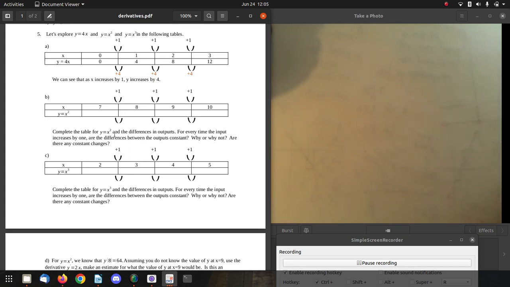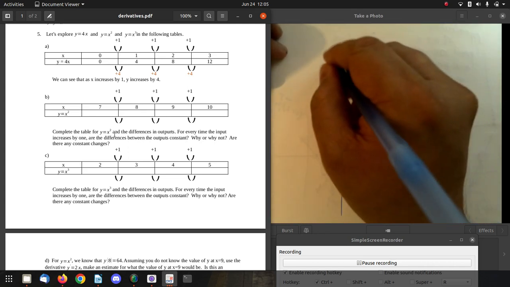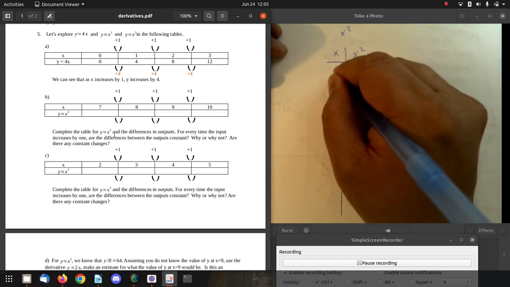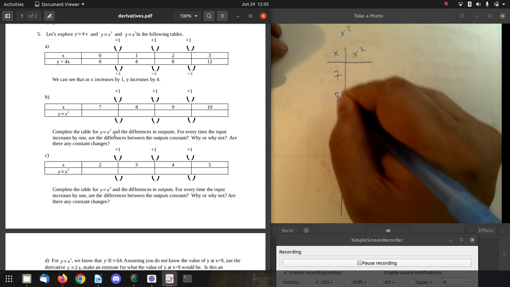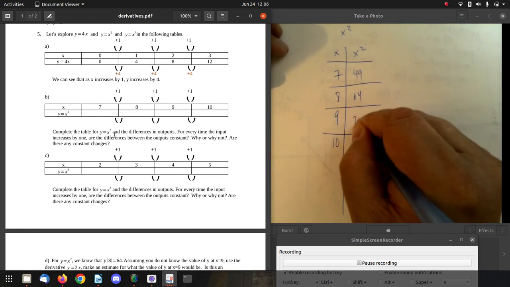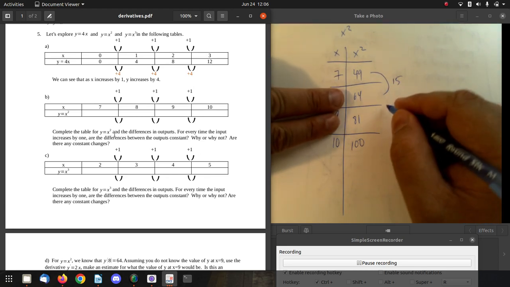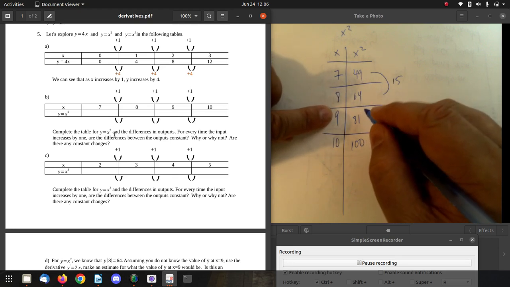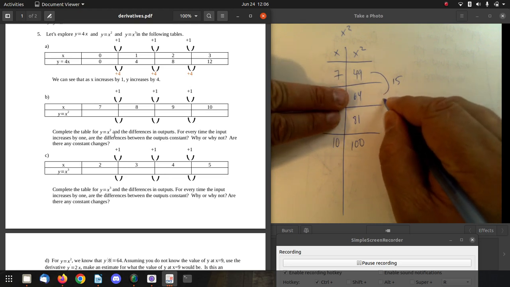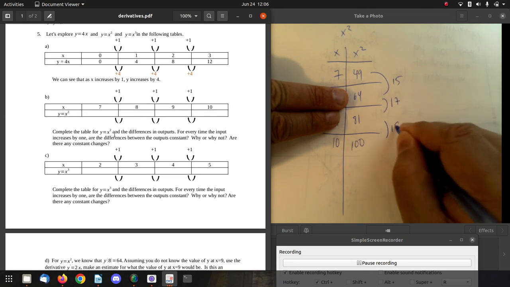So I'm going to do the first one with you, and then I want you guys to do x cubed on your own. So I'll do a vertical chart. If we have x squared, and then we have our x values, and we have our x squared values, and they want us to use 7, 8, 9, and 10, which is perfectly fine, 49, 64, 81, 100. The difference here is going to be 15. The difference here is going to be 17. The difference here is going to be 19.